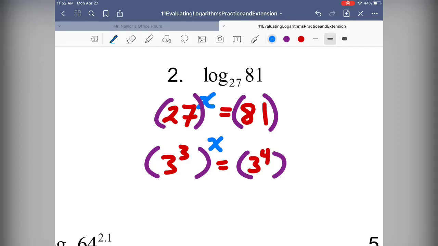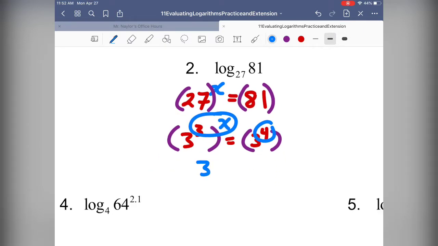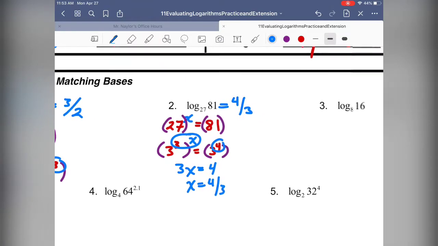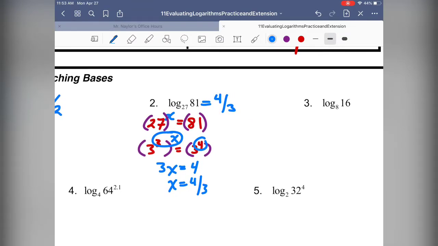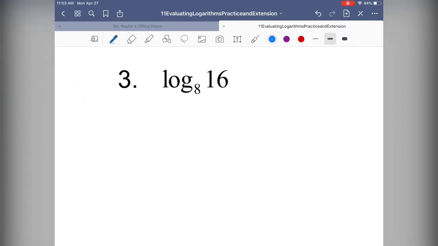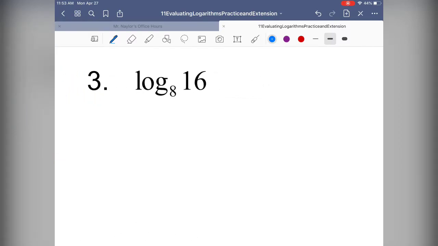And again, we can say that these exponents would have to be equal. That means that 3x would have to equal 4, and so x would equal 4 thirds. That means that this log, base 27 of 81, is equal to 4 thirds. Because remember, logs are exponents. Maybe you feel like you want to try number 3. I encourage you to feel that way. See if you can set up a little equation and match the bases.